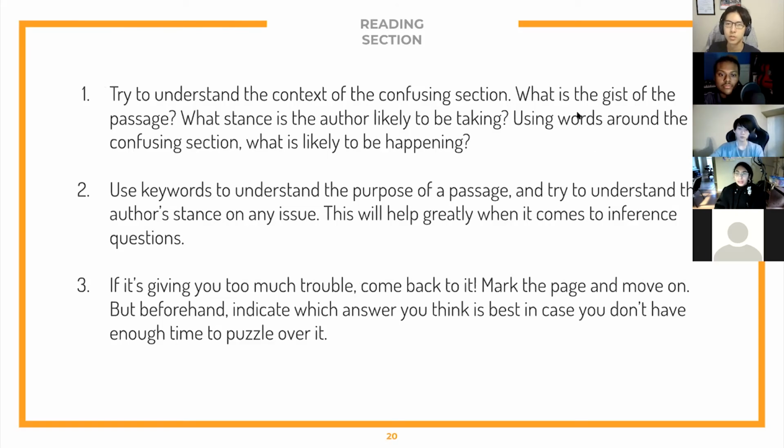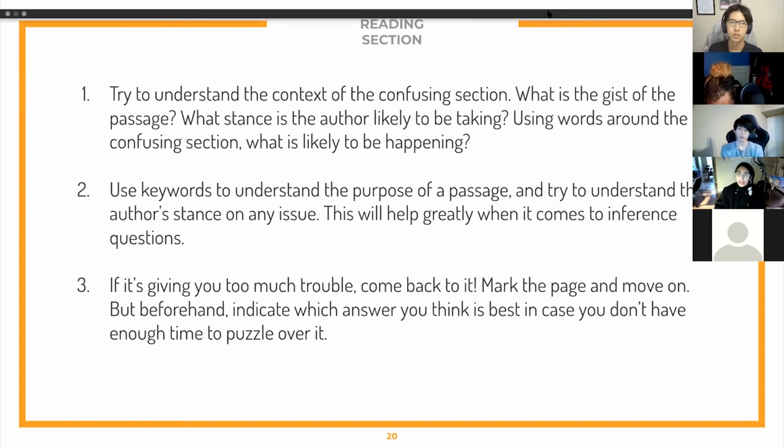So to help with these, here are some strategies that helped me through the class and through the exam itself. Try to understand the context of the section you're being stumped on. So what is the gist of the passage? What is the passage talking about? What stance is the author likely to be taking based on some words you may see? So using words around a confusing section, like a sentence or a paragraph, what's likely to be happening? What's in between point A and B?